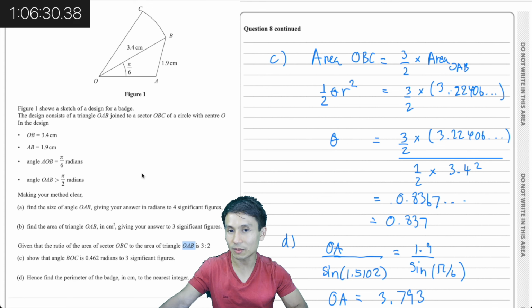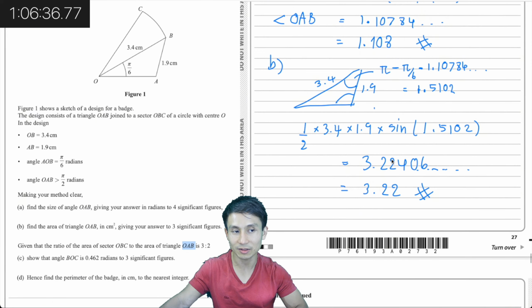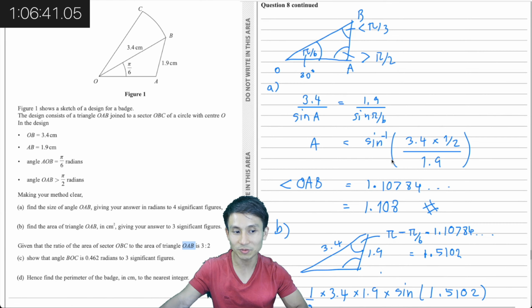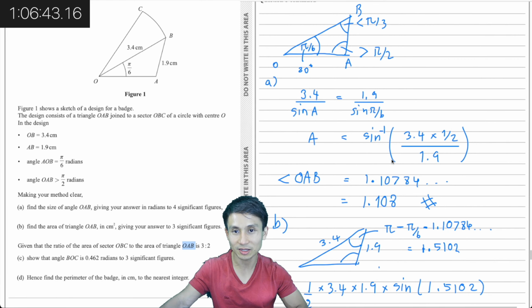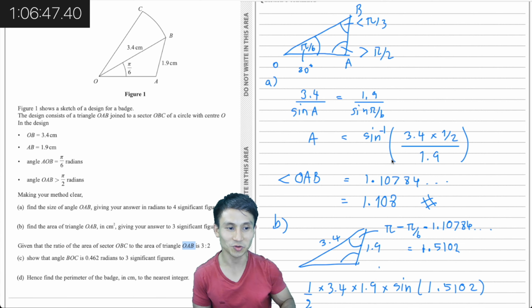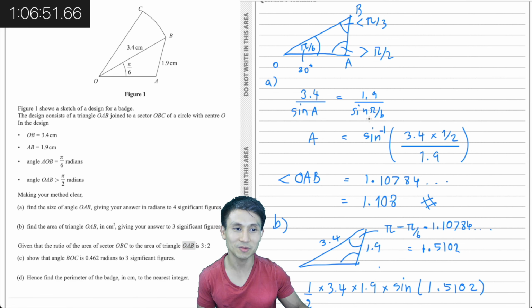Wait. OAB is greater than pi over 2? We forgot about that, right? Why would it say that? I think we take note about that before. Oh, no, right. This is about the acute angle when you solve for the arcsine. So OAB must be greater than pi over 2, but that is not greater than pi over 2. Right.